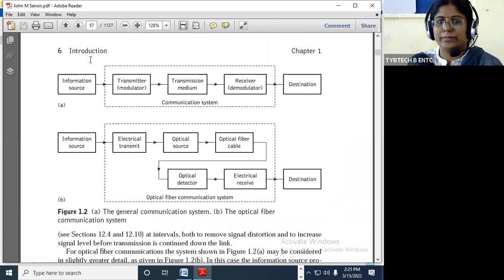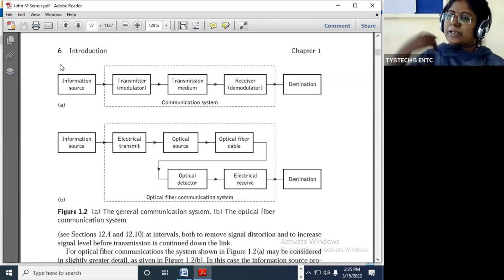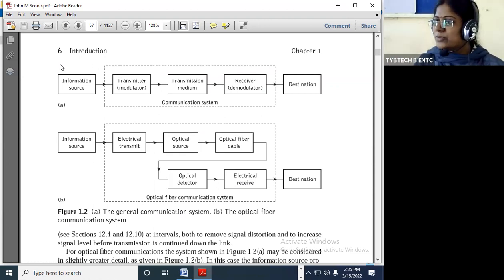properly. See here, first a diagram is given for general communication system. काय काय त्याच्यामध्ये बघा, information source that generates the information signal which we have to transmit. Suppose आता आपला function generator आहे. So function generator acts as an information source. It is generating analog signal as well as digital signal. Okay, so information source, then transmitter.